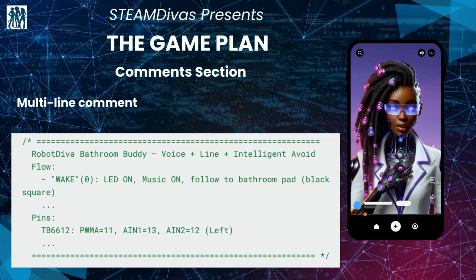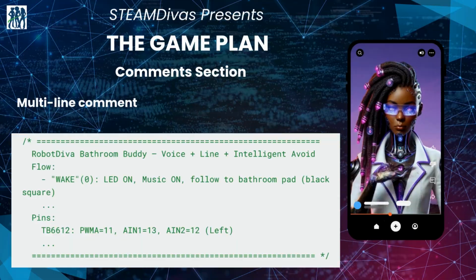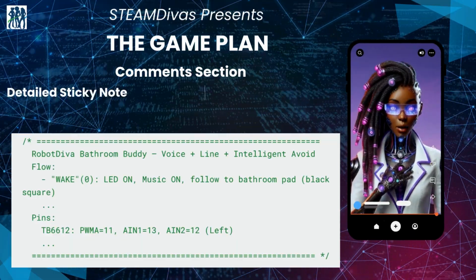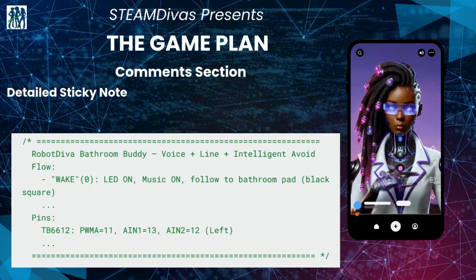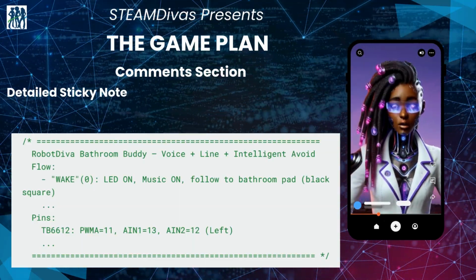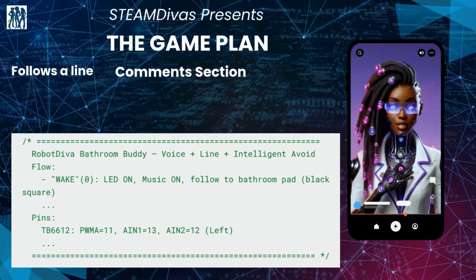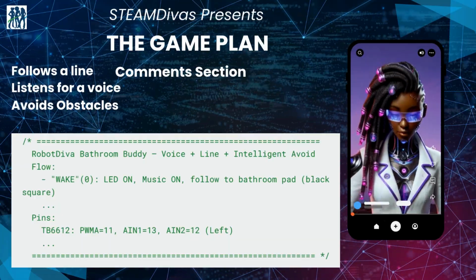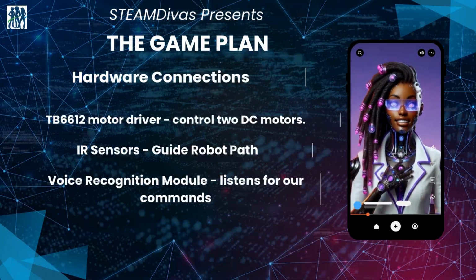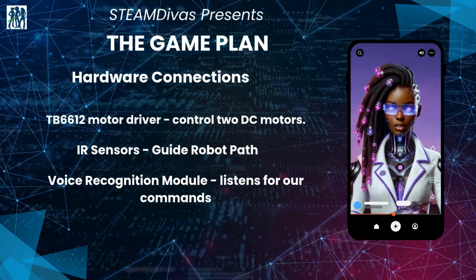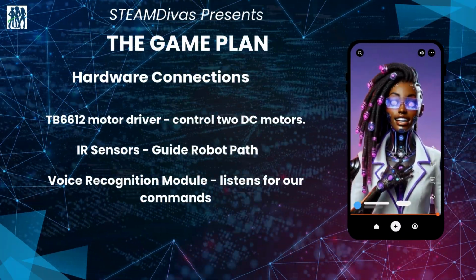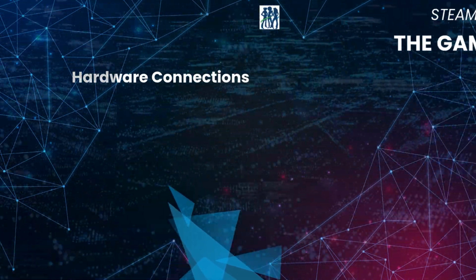First things first, let's look at the comments at the top. This isn't code for the robot to read, it's just a little note for us. Think of it as a detailed sticky note attached to the program. This part explains Lilybot's whole job. It says she follows a line, listens for a voice, and avoids obstacles. It also lists all her connections, her motors, sensors, and voice module, so we know which pins on her brain, the Arduino, are for what.